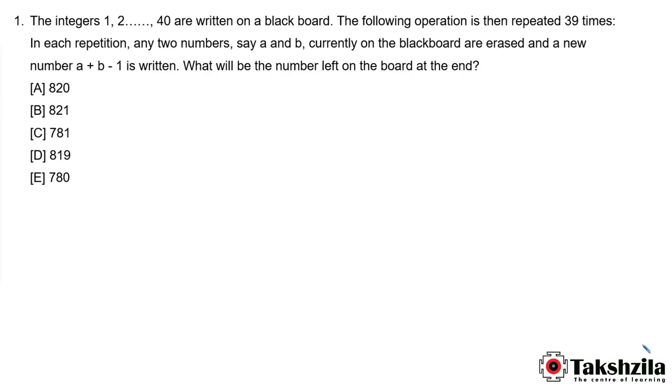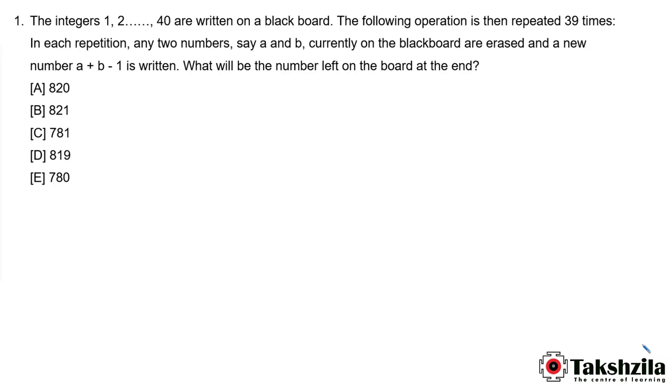So let's start with question number 1. The integers 1, 2, 3 and so on till 40 are written on a blackboard. The following operation is repeated 39 times. In each repetition, two numbers a and b currently on the blackboard are erased and a new number a plus b minus 1 is written. So what will be the number left on the board at the end of the 39th operation?